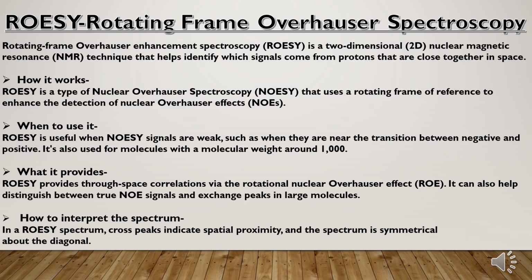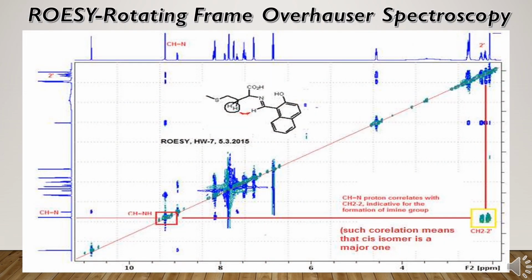How to interpret the spectrum? In a ROESY spectrum, a cross peak indicates spatial proximity and the spectrum is symmetrical about the diagonal. In this slide, we will see an example of two-dimensional ROESY. This technique gives information about the through-space correlation in the three-dimensional structure of all protons in our structure. This technique shows proton-proton correlation through space up to 5 angstrom. In this example, the nitrogen-attached CH proton correlates with CH2 protons, indicating the formation of an imine group. Such a correlation means that the cis isomer is the major one.